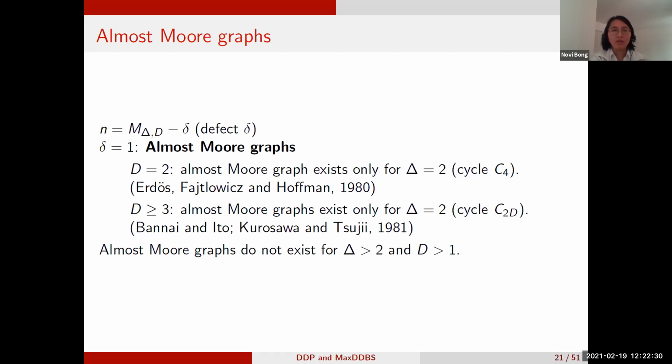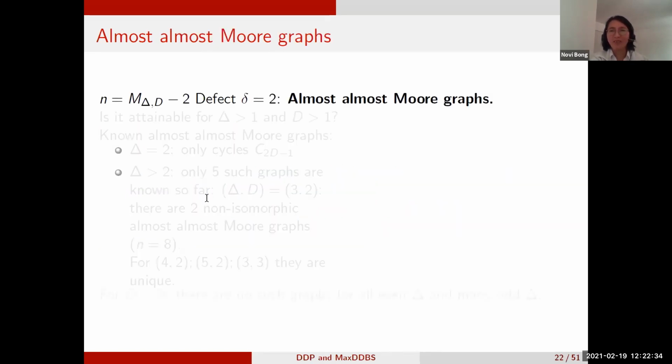Okay, so what's next? When the defect is 2, you might have a twice almost Moore graph, but don't worry, they don't continue with this term. They don't say almost, almost, and so on. They stick with the defect after that. Is it attainable for delta greater than 1 and diameter greater than 1?